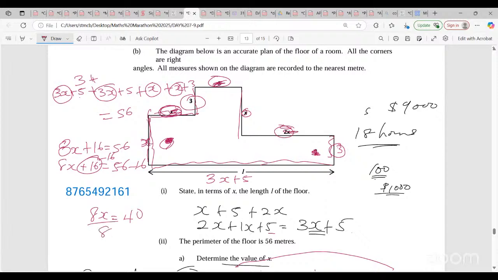So now we divide by 8. So x equals 5. Find the area, guys. Remember about all of them here.